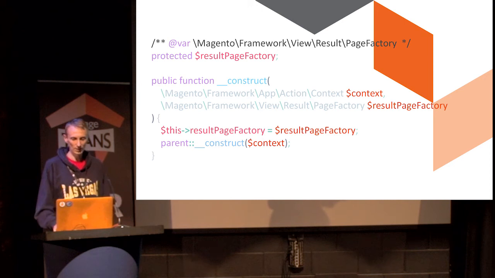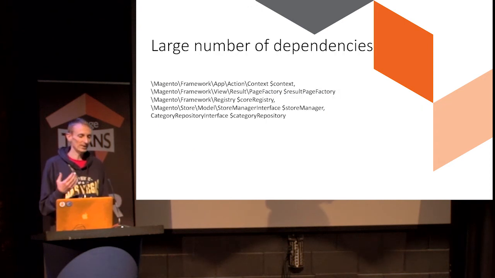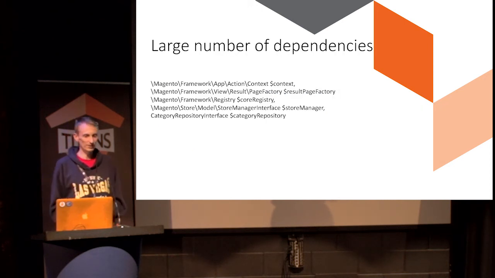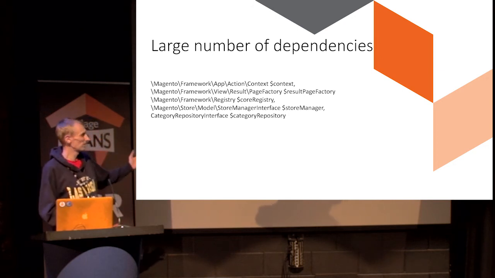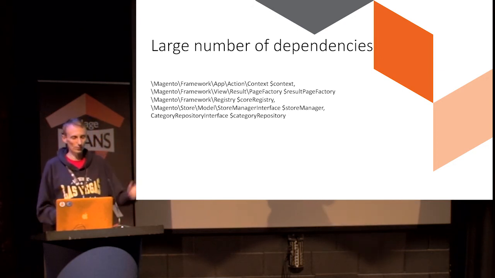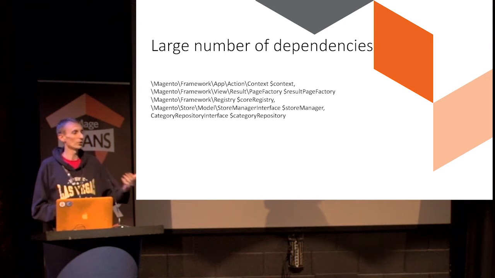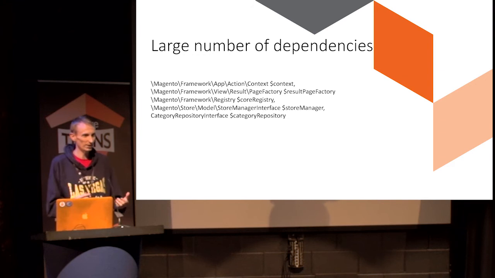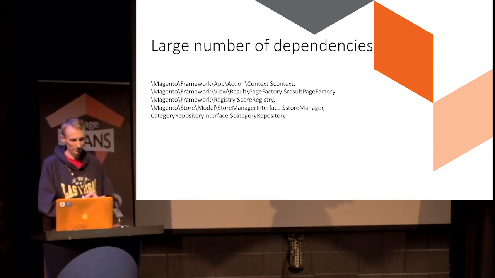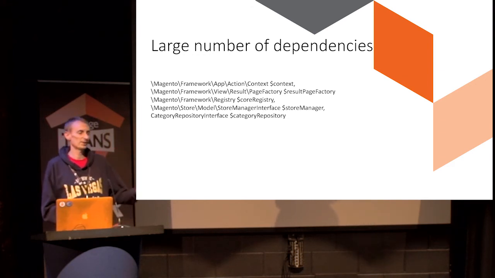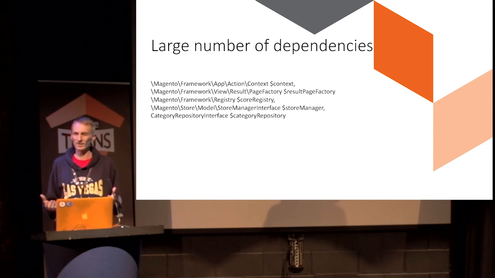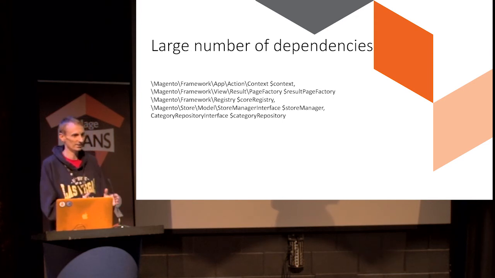our index controller. But what we actually get from that is a ginormous number of dependencies. So this was just the first few that I could actually copy and paste. We've got a context which has to be brought in, a page factory, the registry so that we can load the current category, store manager, and the category repository interface. So they're all dependencies that this one index action has to actually deal with in order for us to build a page.